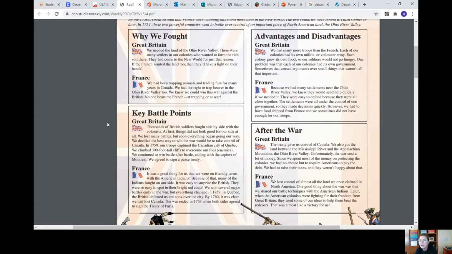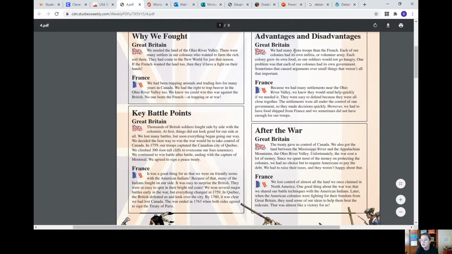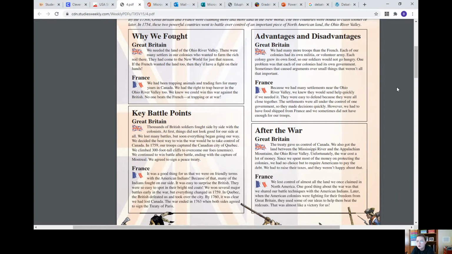So let's go to the right side where it says advantages and disadvantages. Great Britain says, we had many more troops than the French. Each of our colonies had its own militia or volunteer army. Each colony grew its own food, so our soldiers would not go hungry. One problem was that each of our colonies had its own government. Sometimes that caused arguments over small things that weren't all that important. France says, because we had many settlements near the Ohio River Valley, we knew they would send help quickly if we needed help.